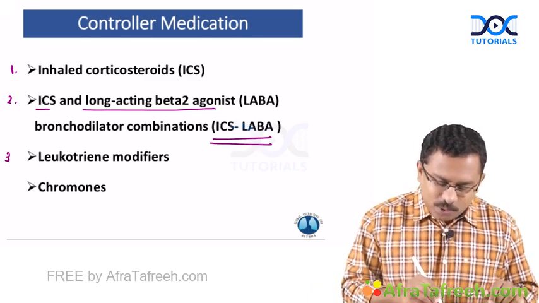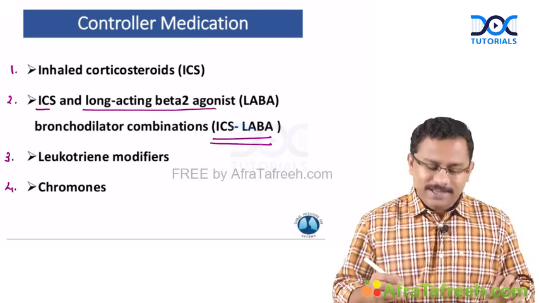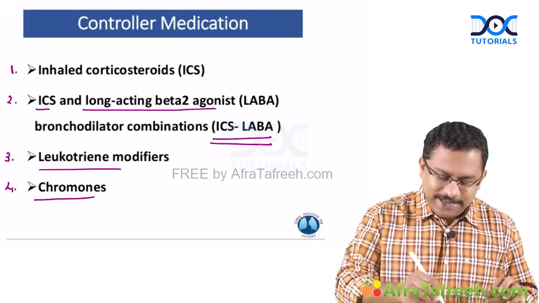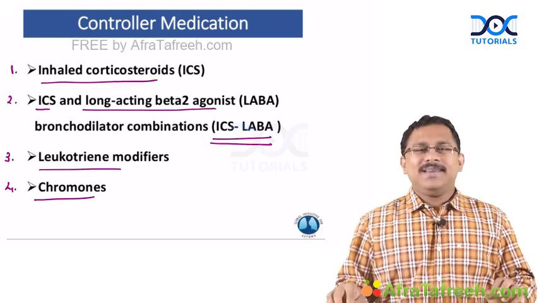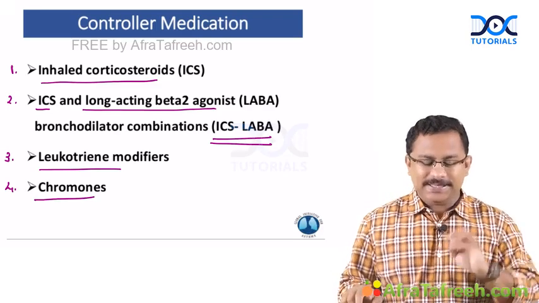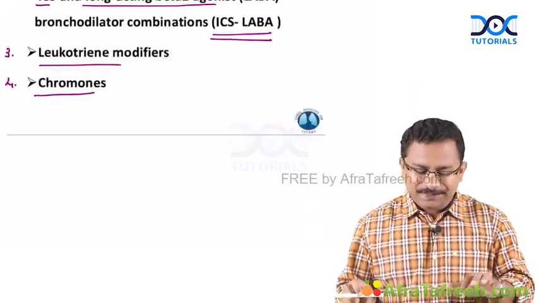Now third is leukotriene modifiers, and fourth is the chromones. So these are the agents available. Now we'll just quickly see in brief about these individual agents. First of all, moving on to the inhaled corticosteroids.